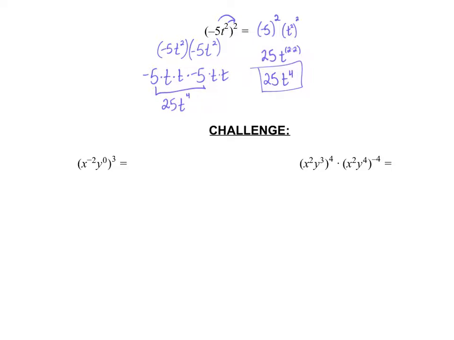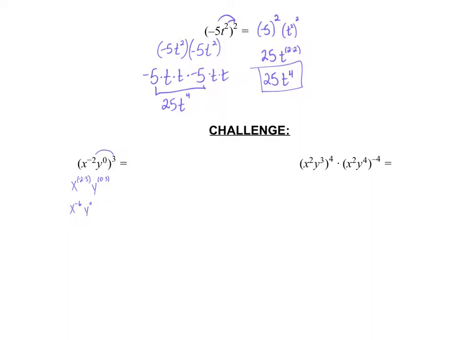All right, this first one, x to the negative 2nd power, y to the 0th power, quantity cubed. So if I use my exponent properties, a power to a power means I multiply them. So x to the negative 2 times 3, and y to the 0 times 3. So this gives me x to the negative 6 times y to the 0th.